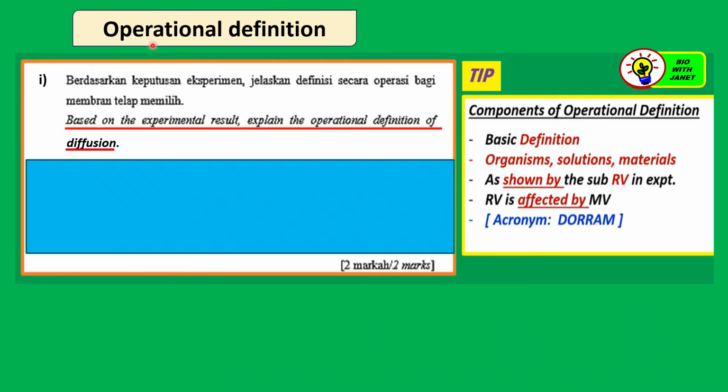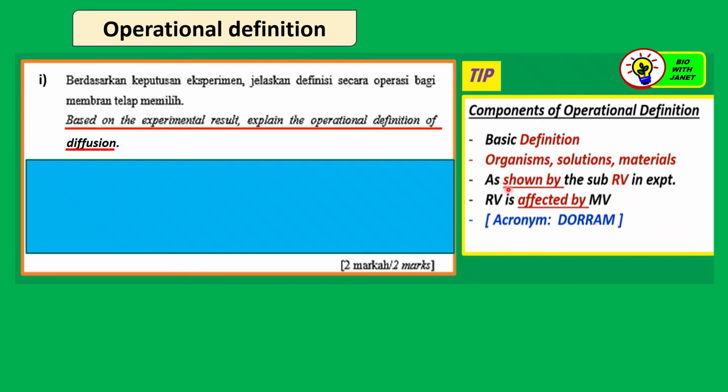Now, lastly, operational definition. Let's revise how to write an operational definition. Based on the experimental result, explain the operational definition of diffusion. The tip here is you must remember the components of an operational definition as I've discussed with you in previous videos. Know the basic definition of diffusion first. And secondly, adapt it to include the organism, solutions, and materials used. This is 1 mark.